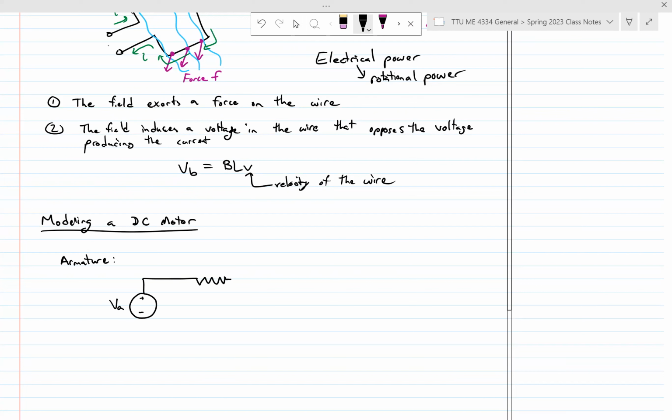And the insides of a motor on the electrical side boil down to a resistor, I'll call it RA here, but sometimes I just call it R or RM, and an inductor. And then due to that second law, we're going to have a back EMF, this back voltage that's going to fight against VA here. This is one half of our motor circuit.